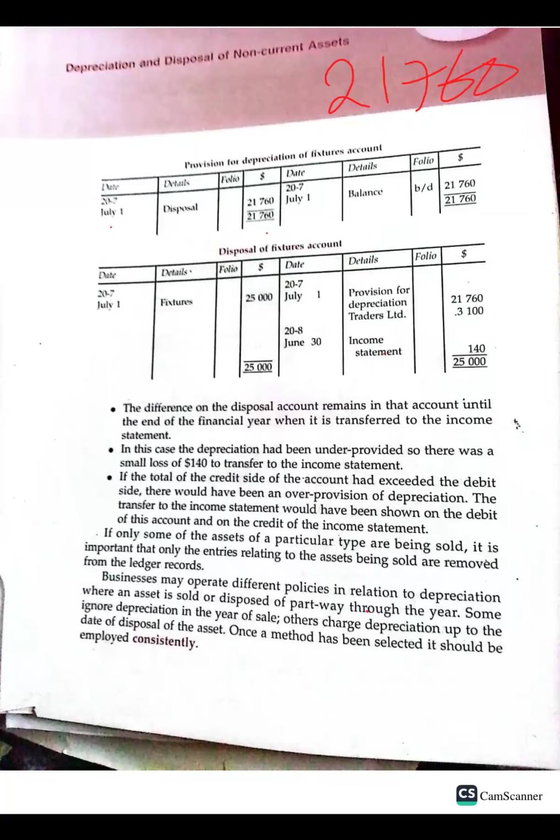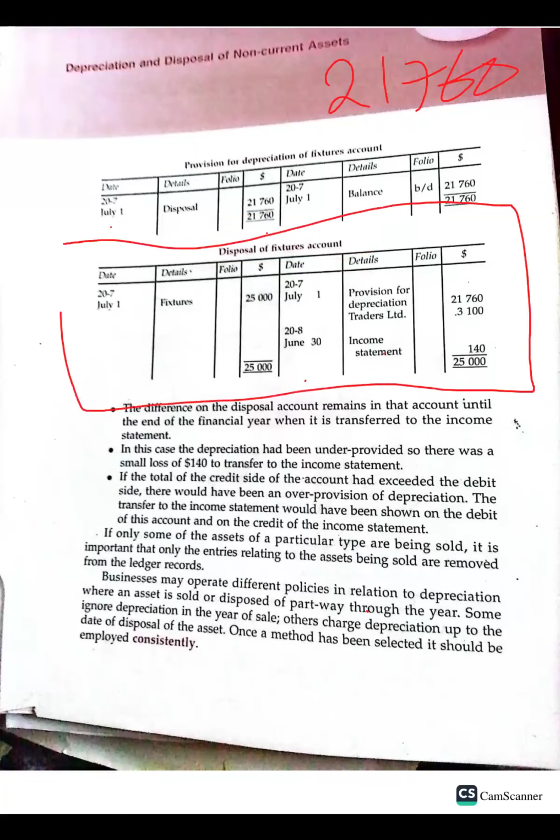When you open the disposal account, the first thing that you do is to debit the disposal account with the cost. You start by debiting the account with the cost. The cost of what? The cost of the non-current asset. The non-current asset in question being the fixtures had the cost of $25,000.